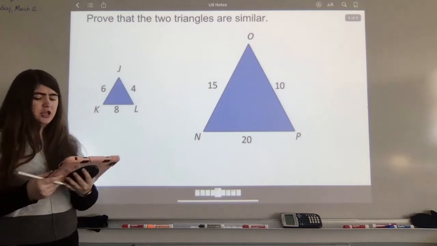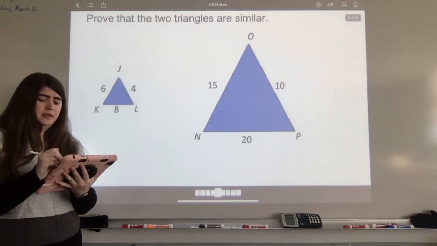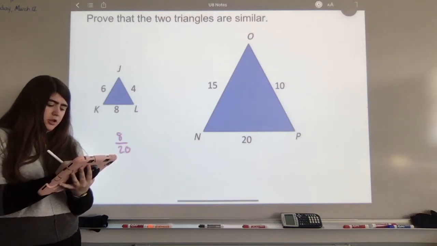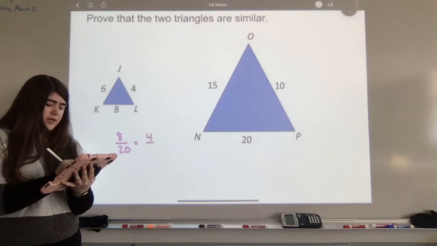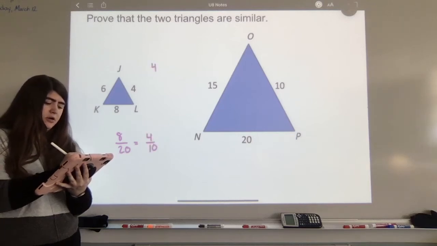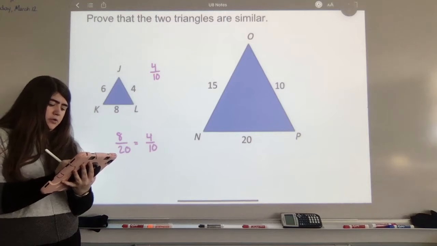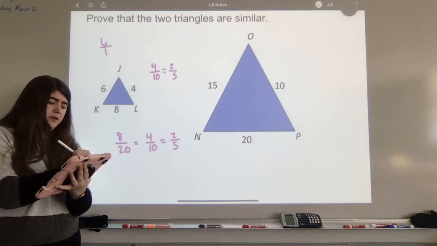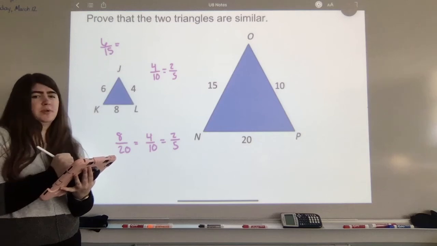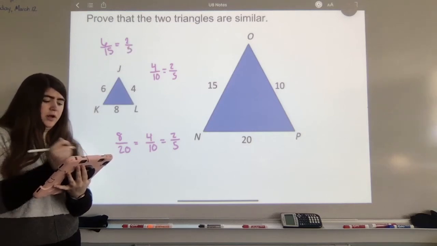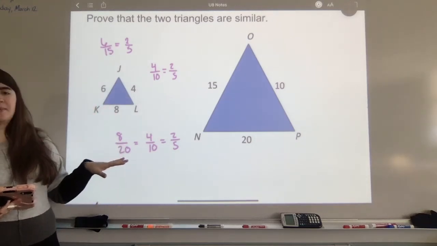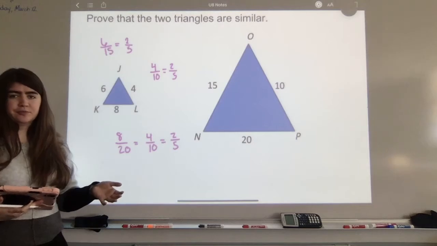So I'm going to start by checking what these proportions are. So I have 8 to 20, which is simplified to 4 to 10. And then I have 4 to 10 already. And both of those can be simplified one step further to 2 to 5. And then I have 6 to 15. If I divide both of those things by 3, that gives me 2 to 5 as well. So I have the same similarity ratio for all of these sides, and I'm actually going to have to use that information in my proof.